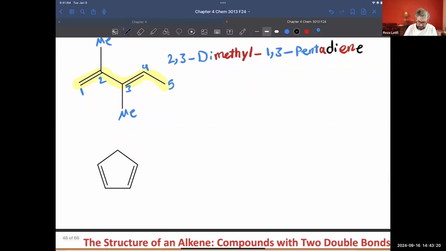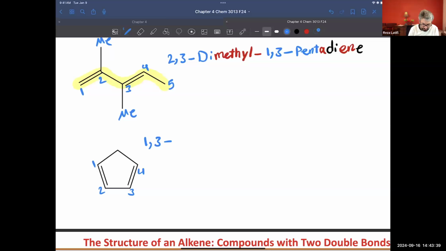So this one will be 2,3-dimethyl-1,3-pentadiene. Okay, another one. We're going to label it from here. 1, 2, 3, 4. You're going to label it in a way that you're crossing the double bonds and also giving them the smallest possible locator. So you're going to say on 1 and 3, I have double bonds. Then I say 1 and 3.